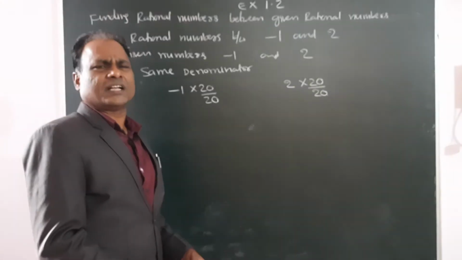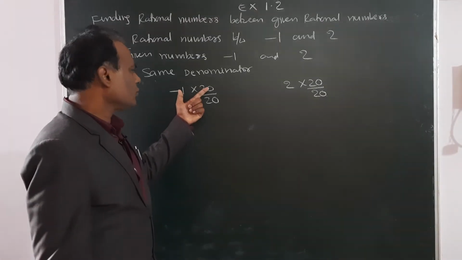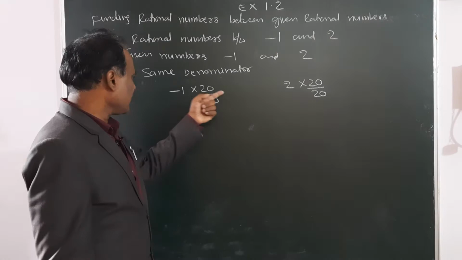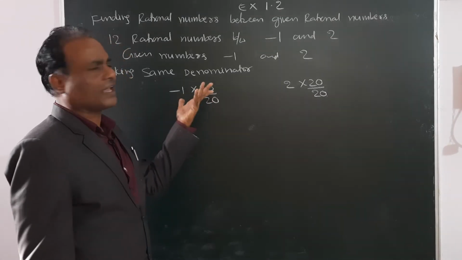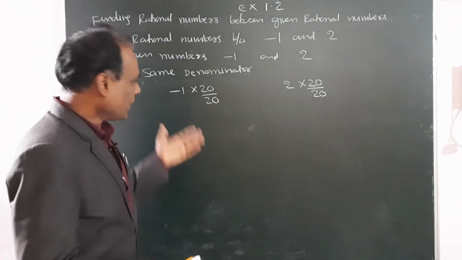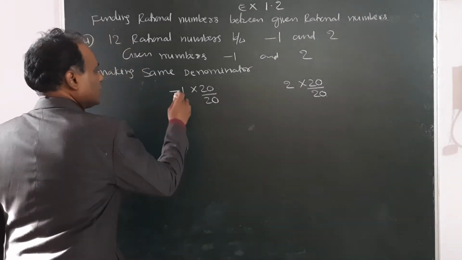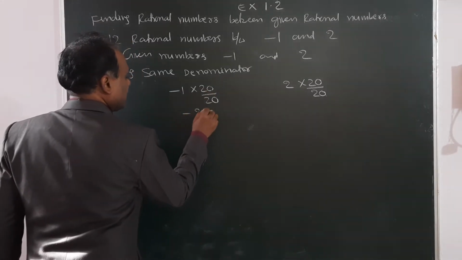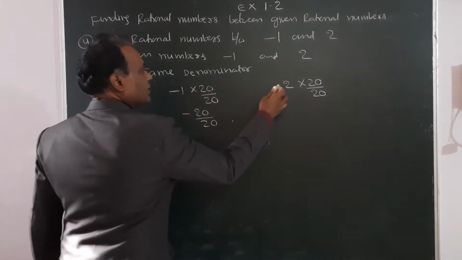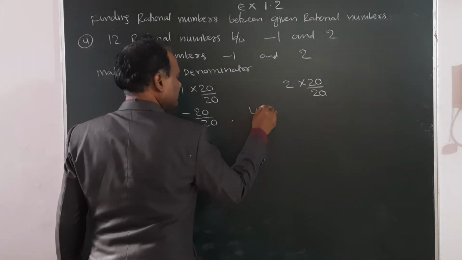Any number you can multiply, so that there is no change in the value. 20, 20 cancel, 1 only. 1 into -1, -1 only. I am not changing the value, but expressing it in another form. So this is -20 by 20, and this is 40 by 20.